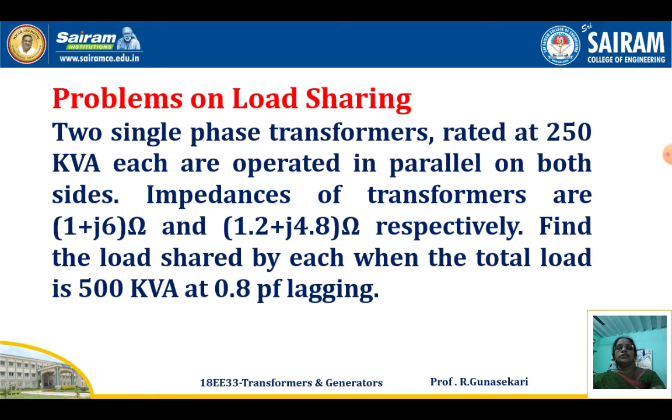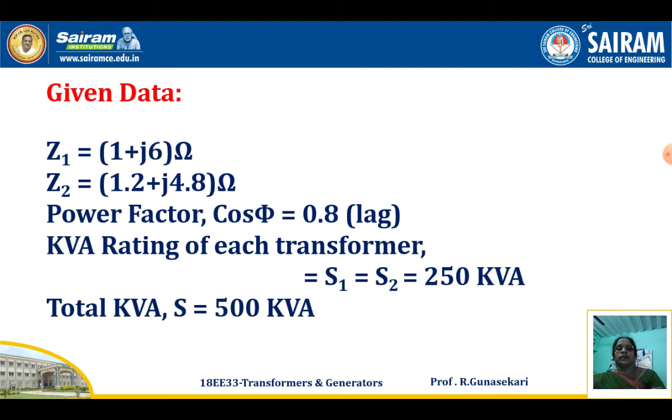Okay. So first you can clearly read the problem and then understand the problem. Then you can write the given data. First you write the impedance of transformer 1, Z1 is equal to 1 plus j6 ohm. Z2, the impedance of transformer 2, is 1.2 plus j4.8 ohm.